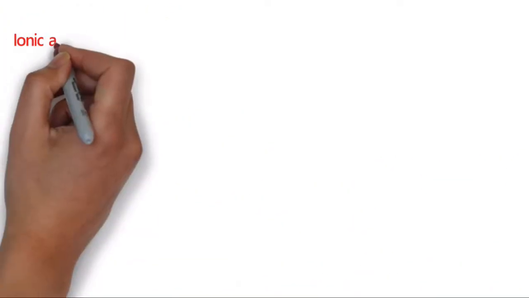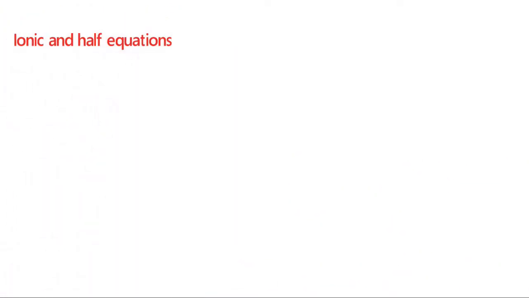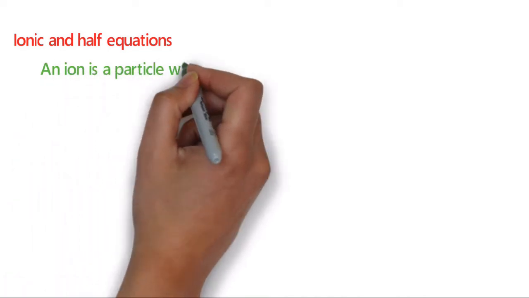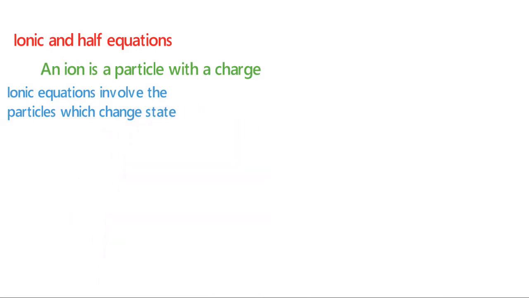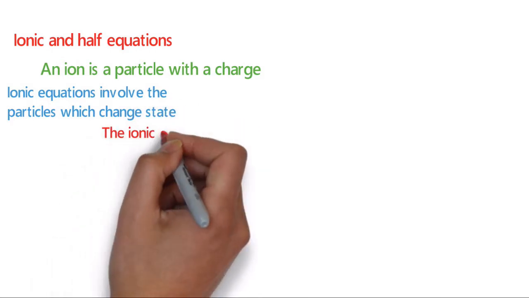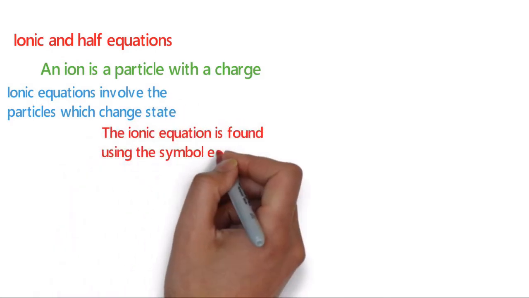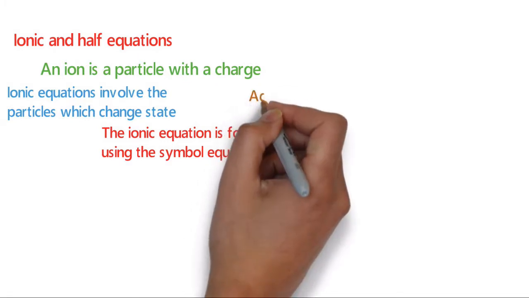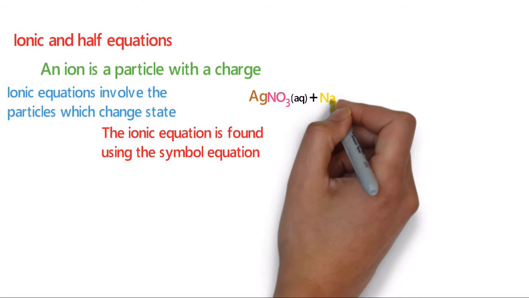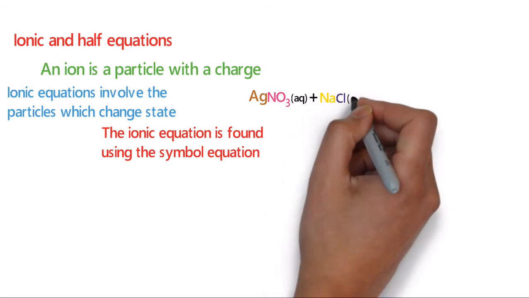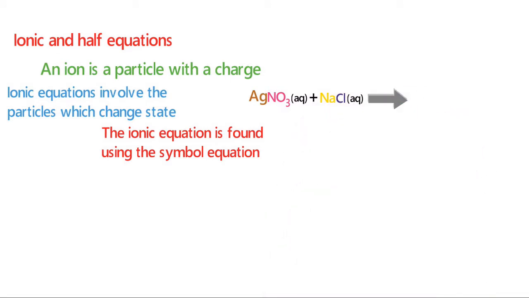If you are sitting higher tier, you need to be able to write and balance ionic and half equations. Ionic equations involve ions, which are particles with a charge. Ionic equations are produced from symbol equations and only involve the particles which change state. These ions only exist in aqueous solution. To derive an ionic equation, you first need to write the symbol equation for the reaction. You must include state symbols.